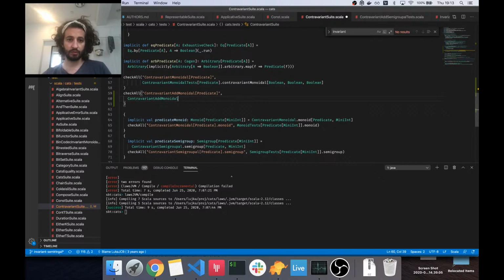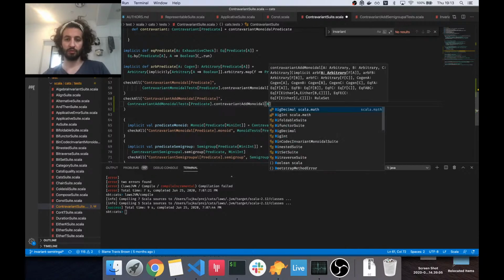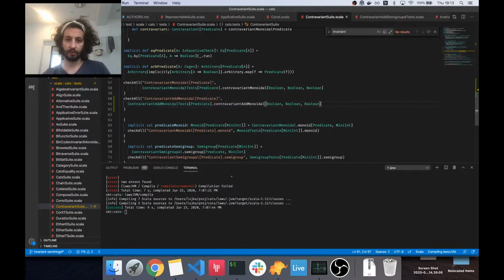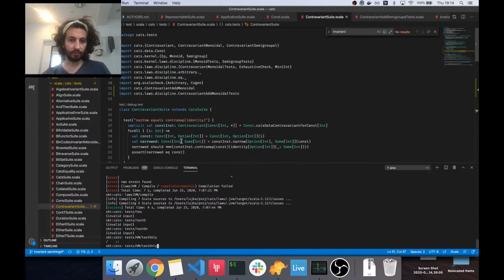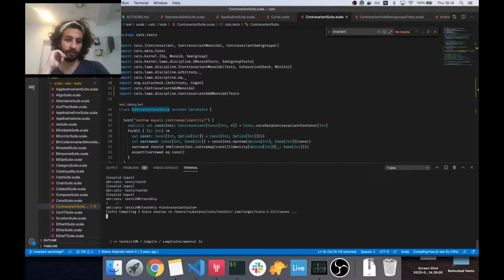Contravariant monoidal tests of predicate. Contravariant monoidal. Let's just use boolean. And now, if we actually test this, we'll do test slash testOnly. Why? Oh, it's a tests JVM. Yeah. Cool. Yeah, they autocomplete. We'll only run this contravariant suite right here. And then we'll see what happens.